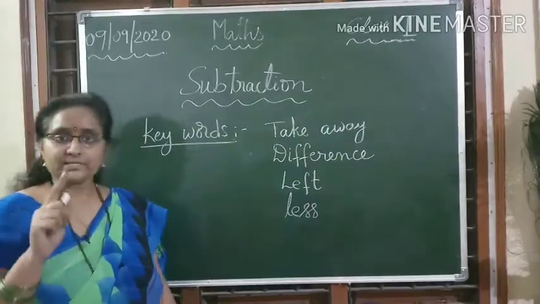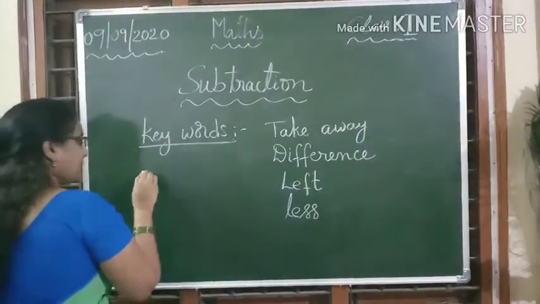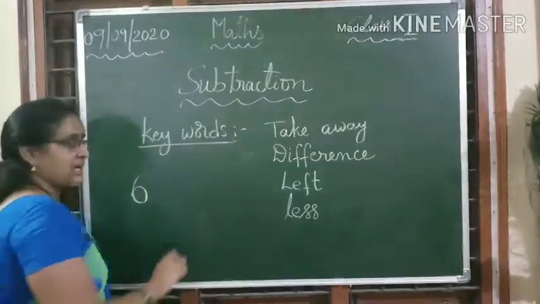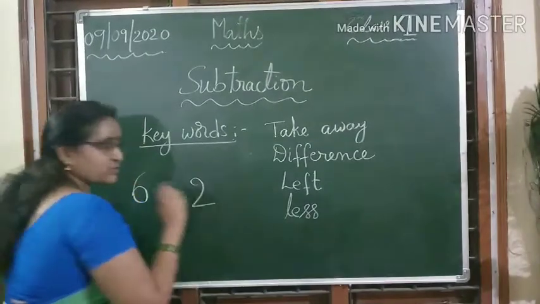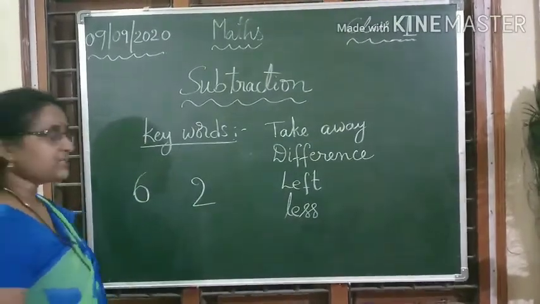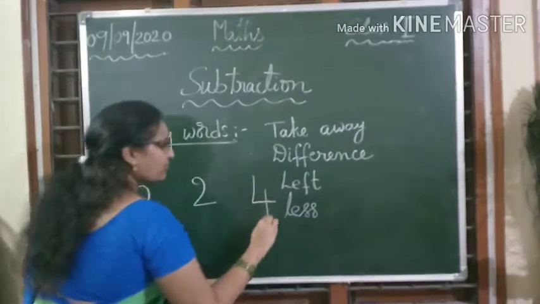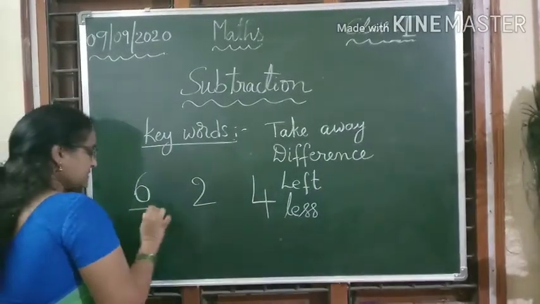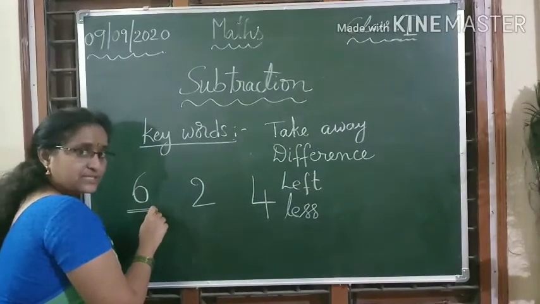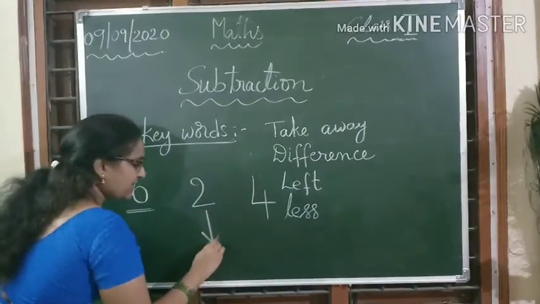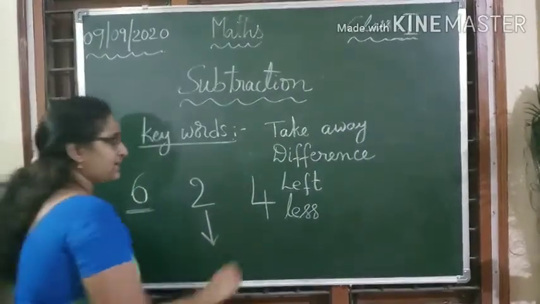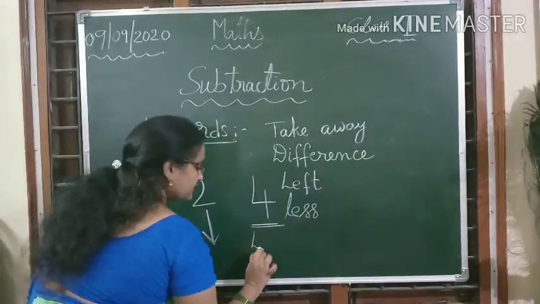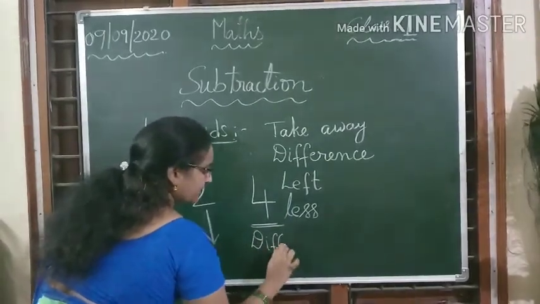Now, what was the example I gave? I have 6 toffees with me and I gave 2 toffees to my child. That means how many are left with me? 4 toffees are left with me. That means this is the collection. From this collection, I have taken away 2 toffees and this is the answer. This answer is called difference.